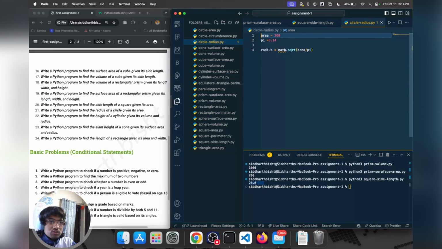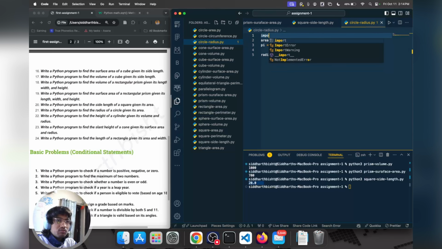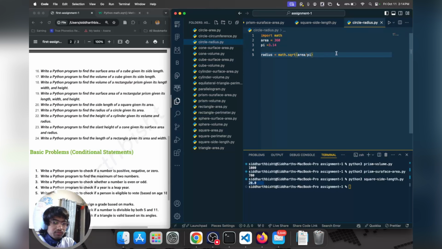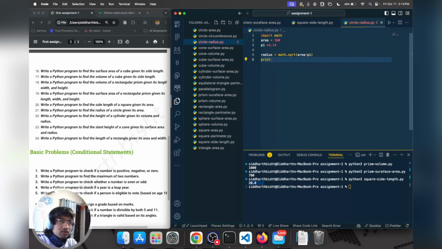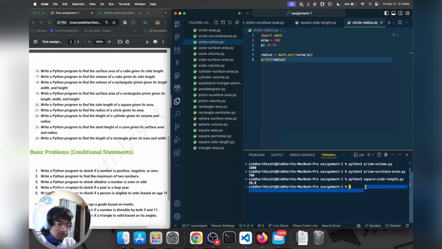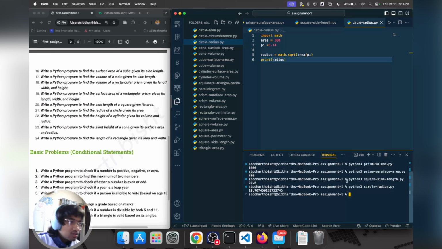And let's import math so that we can use it. Import math. Print radius. Let's run this program and see the answer. Python3 circle_radius.py, and I got its radius. This one is also solved.